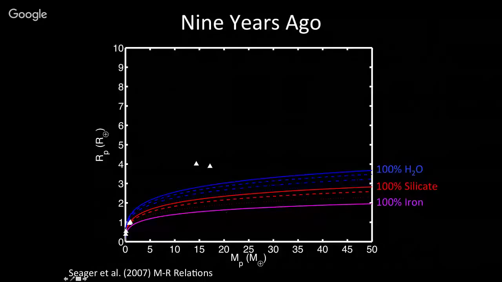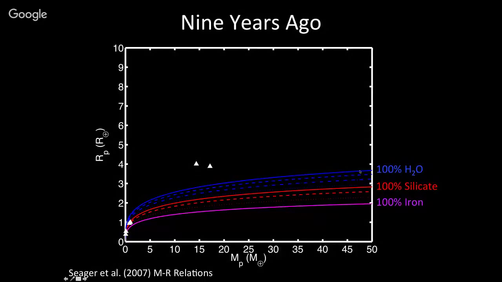respectively. And so these curves take into account the compression of various materials as a function of pressure. So as you add more mass to a planet, the pressure gets higher in the planet's interior and the material gets more compressed. Okay, and these solid triangles are essentially the solar system planets.